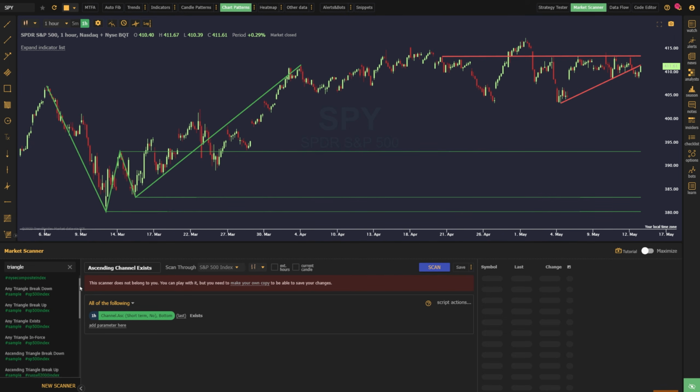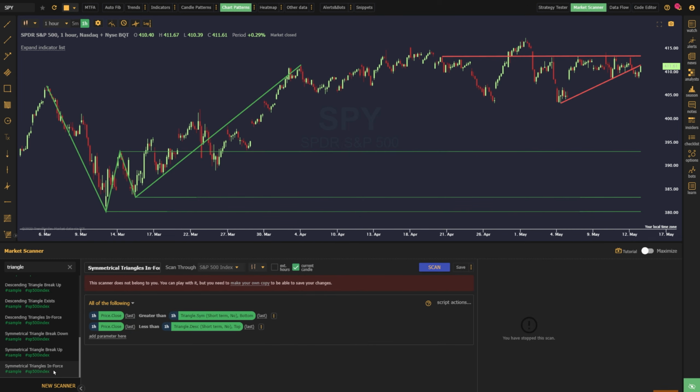Simply type in the pattern you're looking for in the search bar, and a series of options will populate. For example, if you're looking for the price oscillating within a symmetrical triangle, choose the Symmetrical Triangle in Force option.